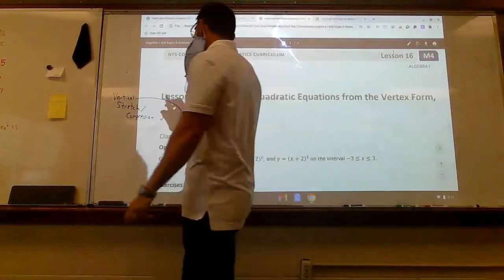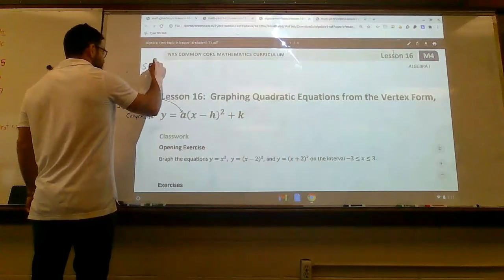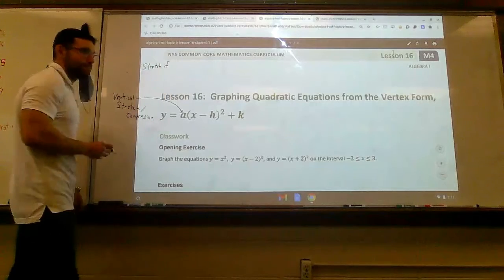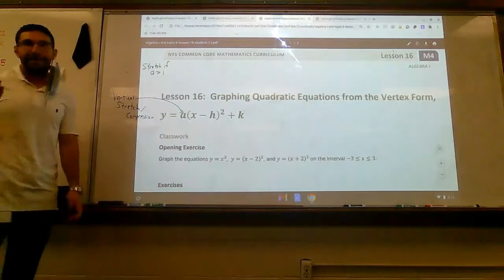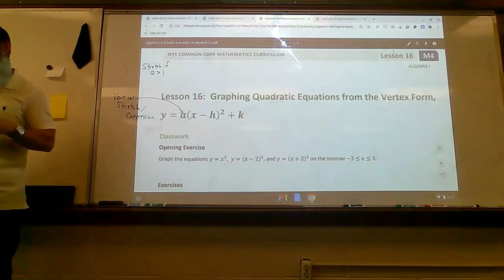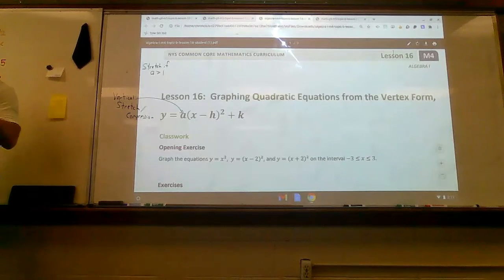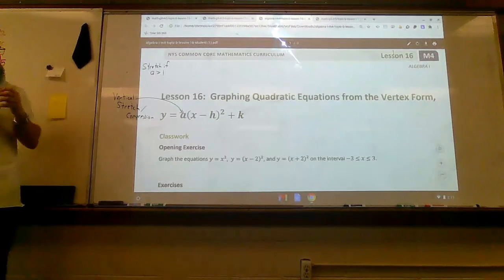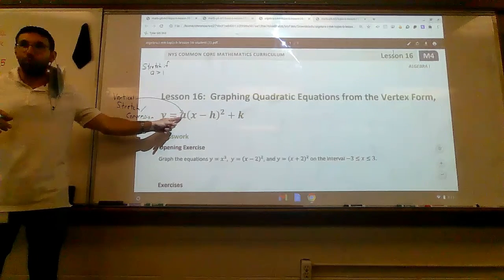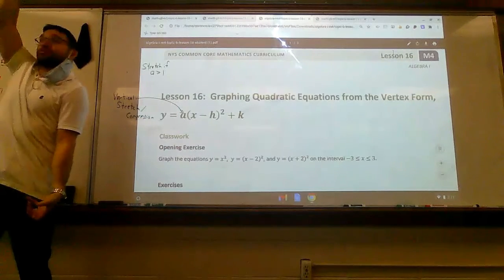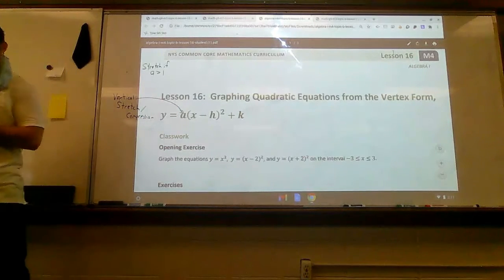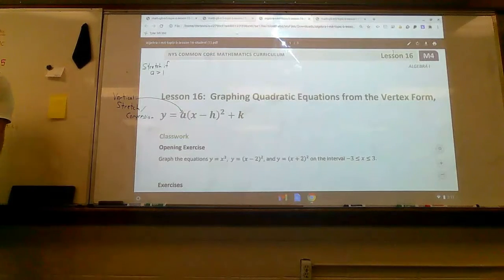Well, it's a stretch if A is greater than 1. Now, there's going to be a caveat here, because I'm not talking about negatives yet. Okay? I'm not talking about negatives yet. So if A is greater than 1, so if this value is 1.5, 3 halves, 7/4, 27, man, that thing's going to be stretched, stretched, stretched. The bigger the A value gets, the more vertically stretched it is. Still with me? Okay.